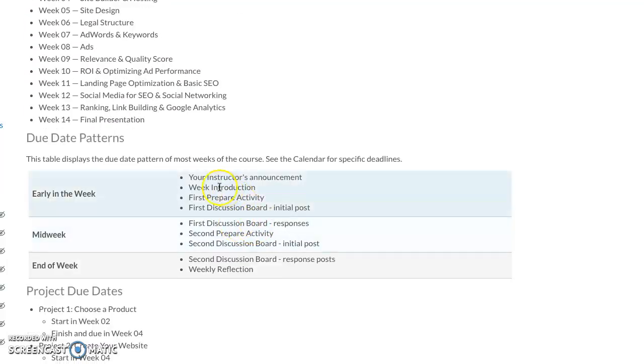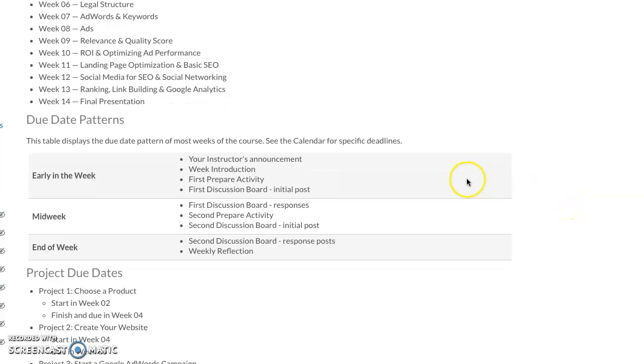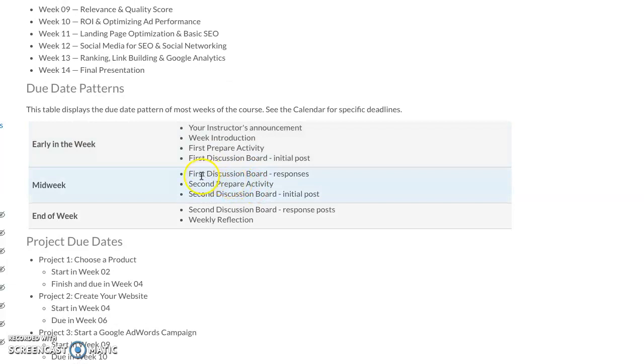Due date patterns, I mentioned the pattern that we'll follow in future weeks. You will get used to this pretty quickly, but early in the week you will have an assignment, which we call a prepare activity, in your first discussion board. Then midweek you'll have to do responses on that first discussion board. You'll need to reply to at least 2 of your classmates. You'll have your second assignment, which we call a prepare activity, and then a second discussion board post where you do your initial post. And then by the end of the week you'll respond to classmates on that second discussion board post and do your weekly reflection. This is the pattern we follow every week of the course, so you'll get pretty comfortable in that.